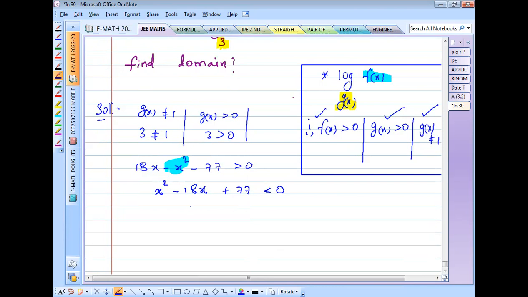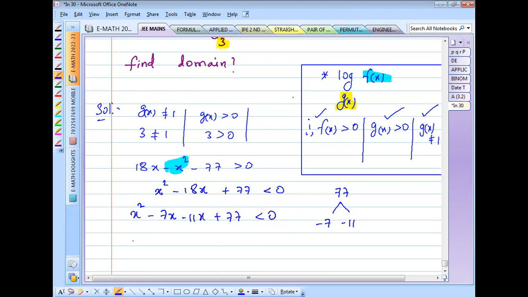Now we know how to solve this quadratic expression x square minus 18x plus 77. Take the product of the x square coefficient and the constant. The product would be 77, and we have to split it into two factors. You can take 7 and 11 as the factors, and both are negative values. So we have x square minus 7x minus 11x plus 77 less than 0.